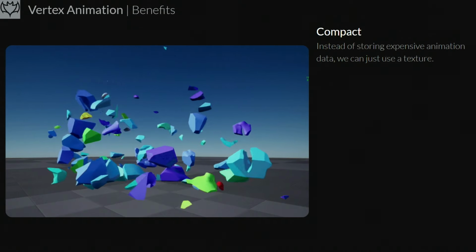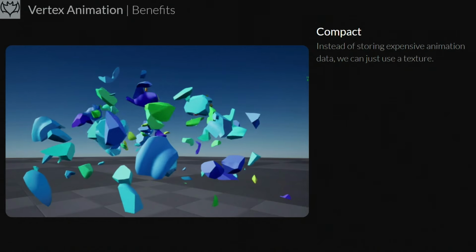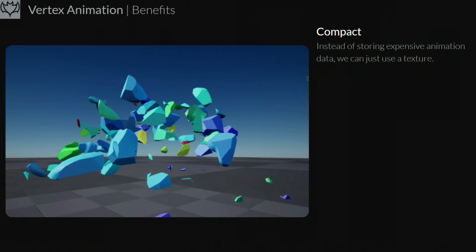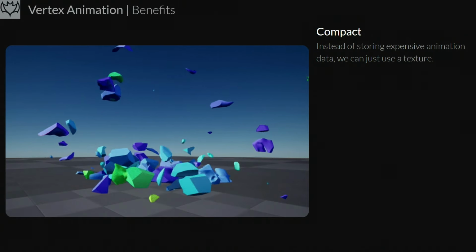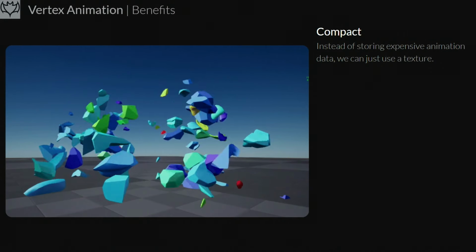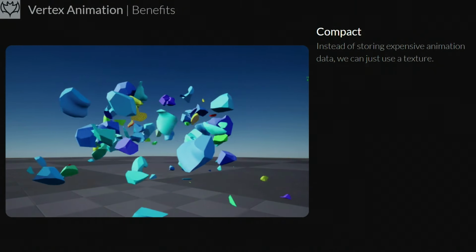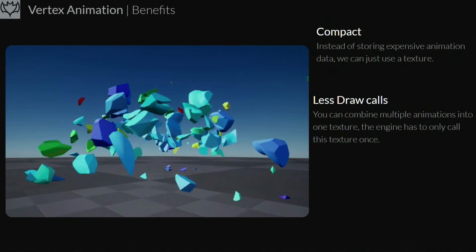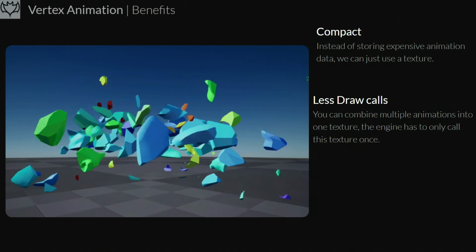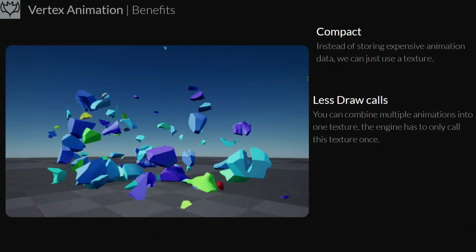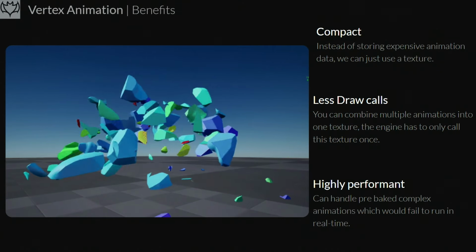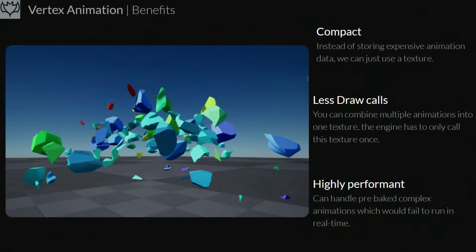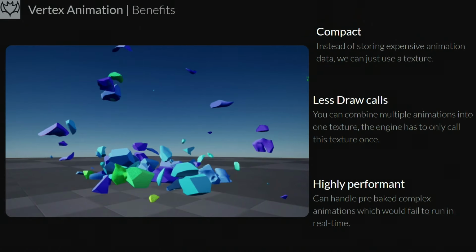Why would you do this? Well, there are various cool benefits. They're compact, meaning instead of storing expensive animation data in skeletal animations such as bone weights, bone indices, and animation keyframes, which when you have a super complex animation with many bones can take a lot of memory, instead we just use a texture. You can also combine multiple animations into one texture, as you can see here in this example. And because of this, the engine only has to call this texture once, which is obviously more performant. They're also a highly performant way of handling pre-baked complex animations, which would fail to run in real time, and I'll talk about some examples shortly.